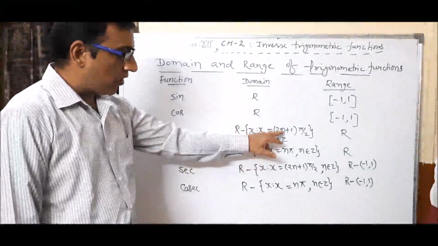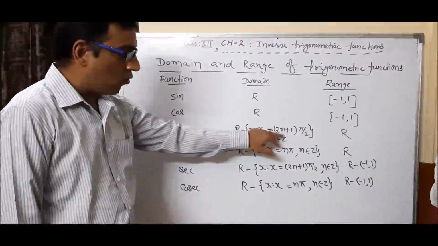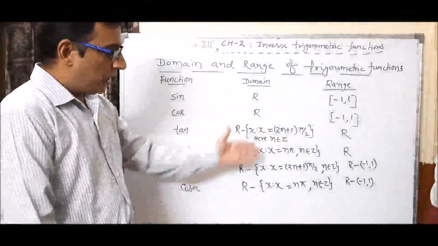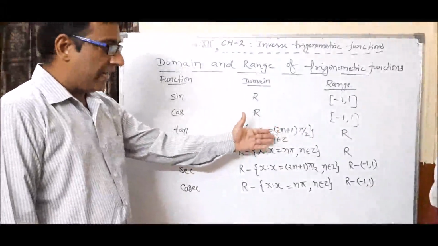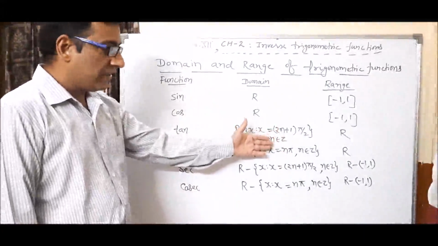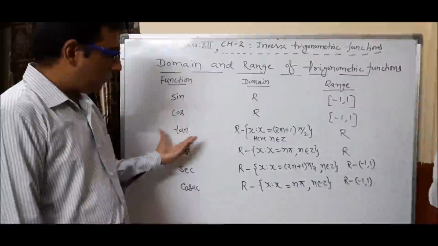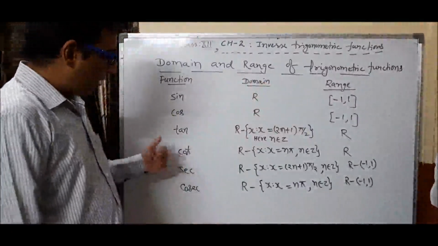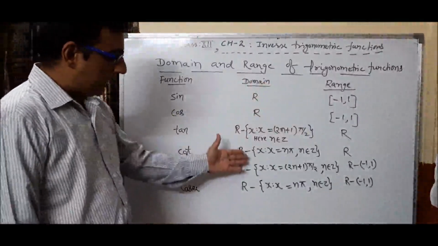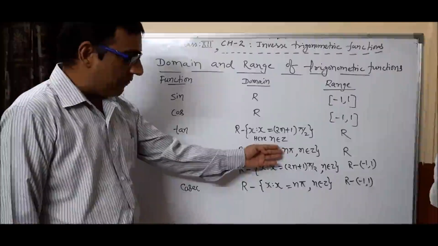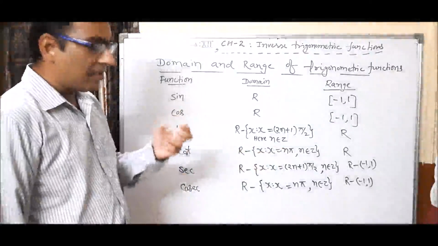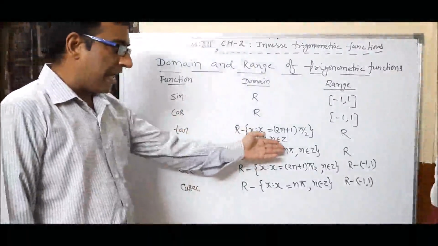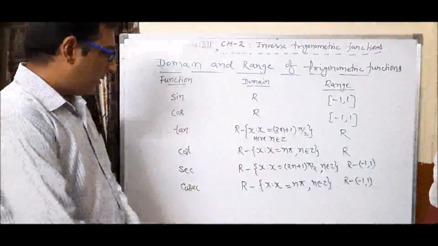It means (2n plus 1) into pi by 2. It is the odd multiples of pi by 2. If we put any value of n, here n is an integer, then we will get the domain of tan function, and its range is again the real numbers. If we continue with cot, it is R minus {x such that x equals n pi}. N pi means it is the integral multiples of pi, where again n belongs to Z, and the range is the real numbers.